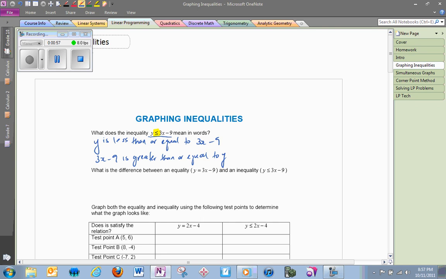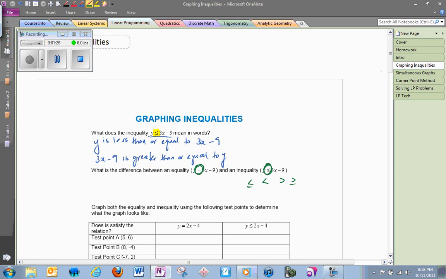What is the difference between an equality and an inequality? Well, an equality has just the equal sign. An inequality has this sign here, either a less than or equal to sign, greater than or equal to sign, or just the less than or just the greater than. So you will see this, this, this, or this. These are all possible options that you'll see.